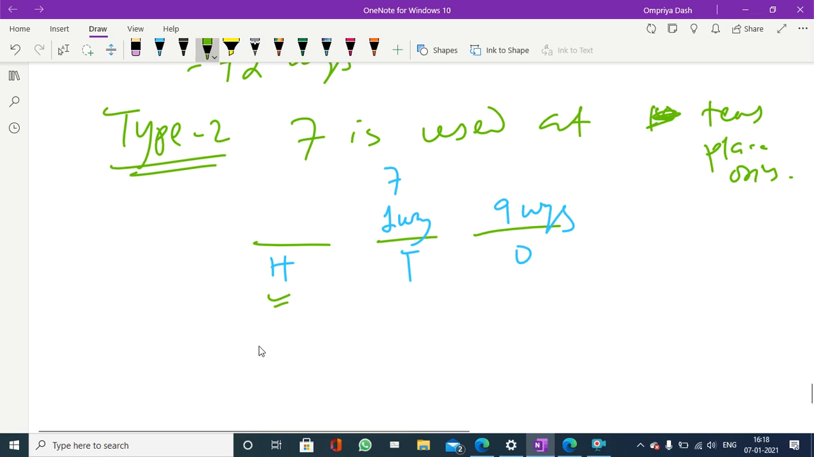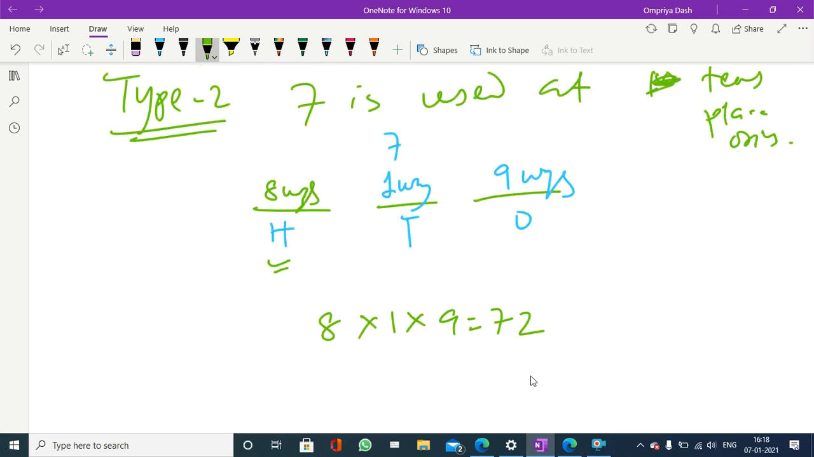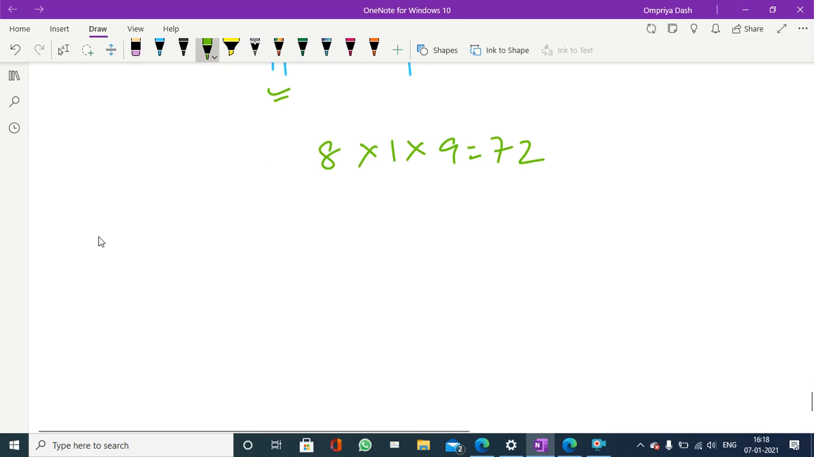Now let's fill the hundred place. In the hundred place I can't fill 7, and I also can't fill 0 here. So in how many different ways can I do it? 8 different ways. So how many such different numbers can we form? 8 into 1 into 9, 72. But there is also another type.